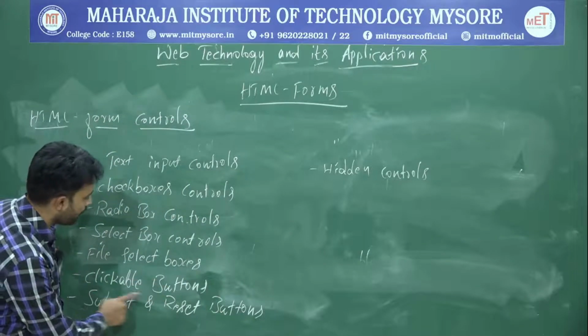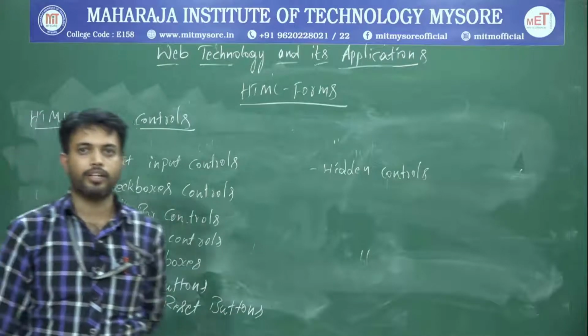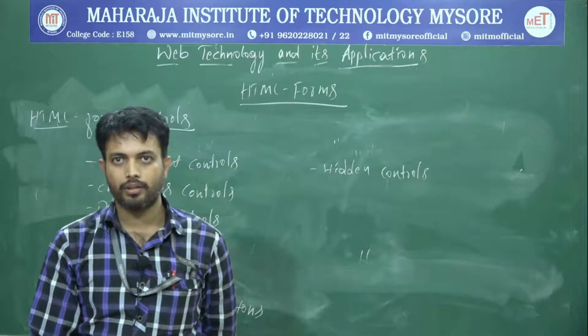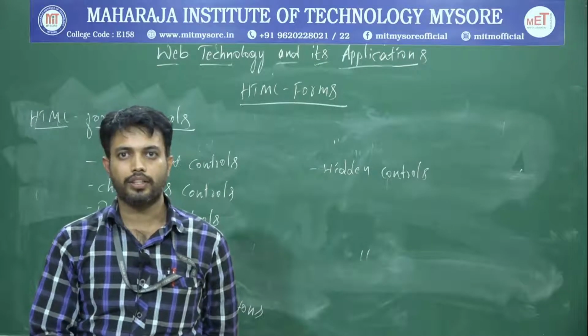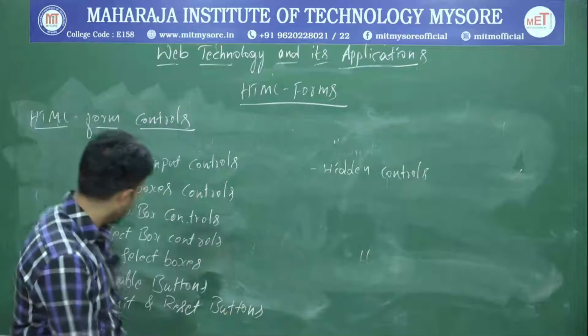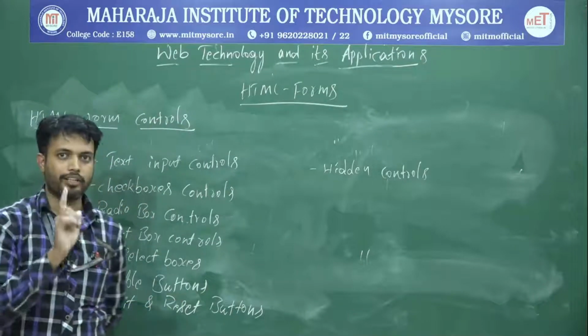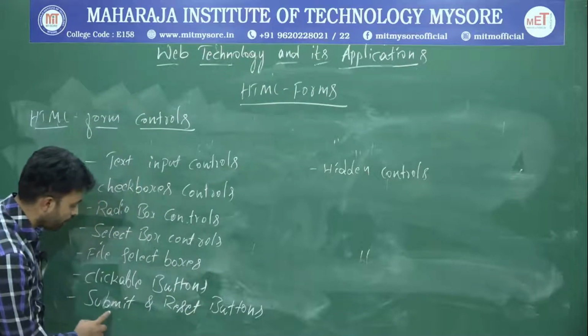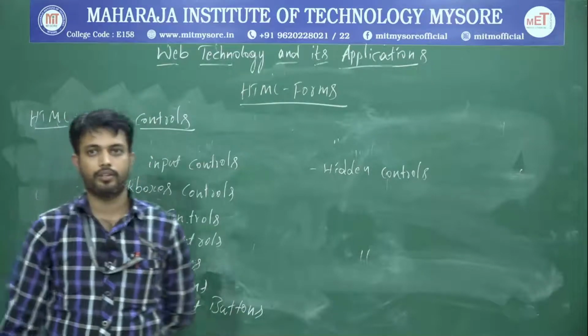Next one is clickable buttons. A clickable button is nothing but a normal OK button, submit button, reset button. All the buttons you can see on our website are clickable buttons. You can click on those buttons, right? That's why we call them clickable. Next are submit and reset buttons.